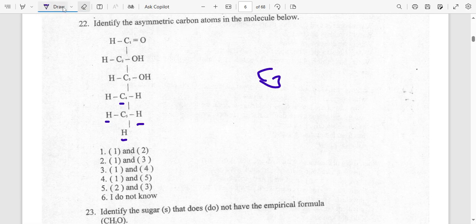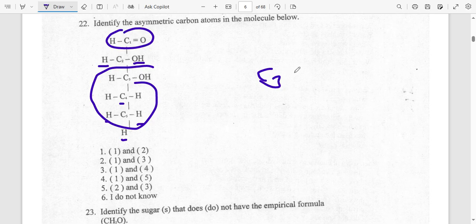How about C2? Look at C2. It has got hydrogen, it has got OH, it has got this big group, it has got also this group. So C2 is also asymmetric. So the answer is 2 and 3, which is option 5.